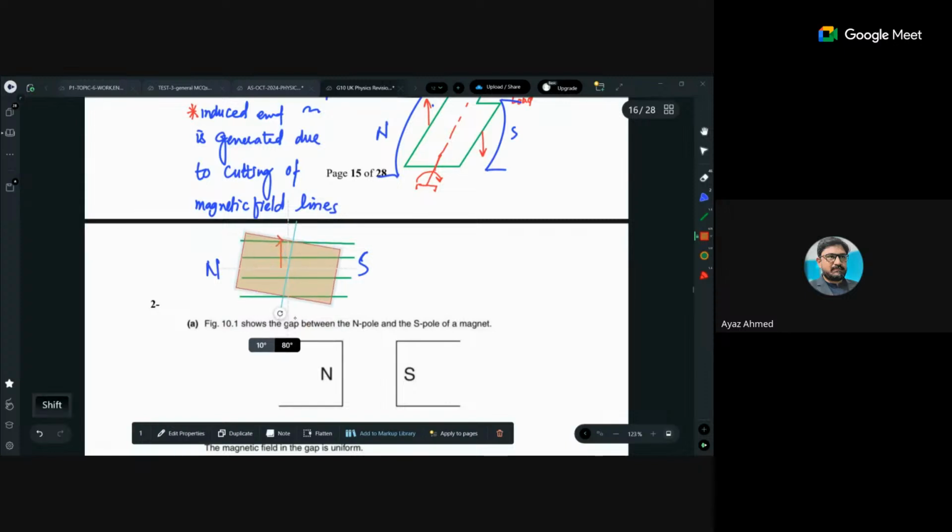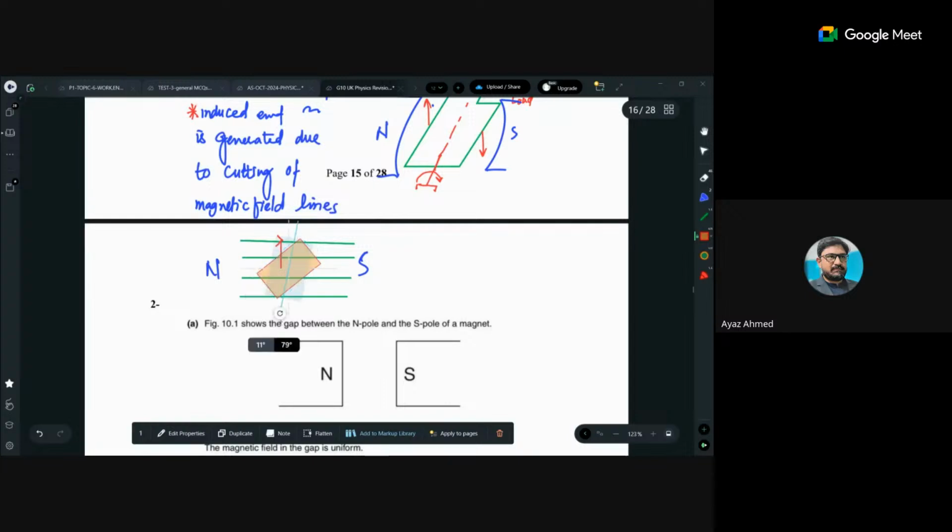Similarly, when it rotates in the magnetic field, the same mechanism is happening, right? It is rotating in this way. Initially it is cutting just two magnetic field lines. Now it is cutting four, then more, and so on. So when it rotates, it cuts more and more magnetic field lines.